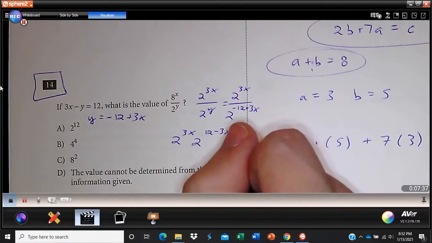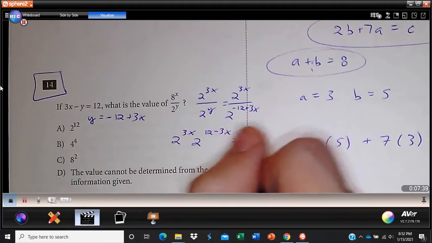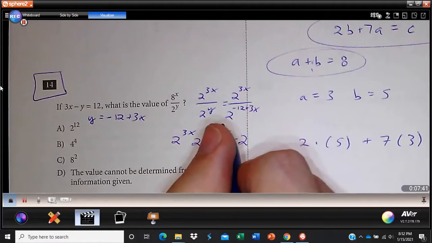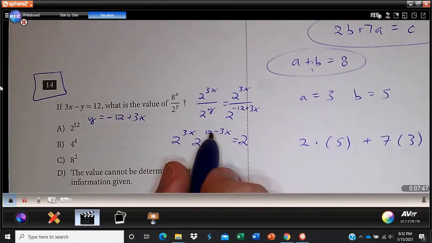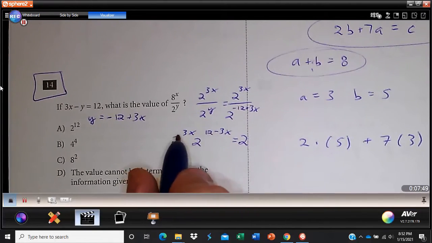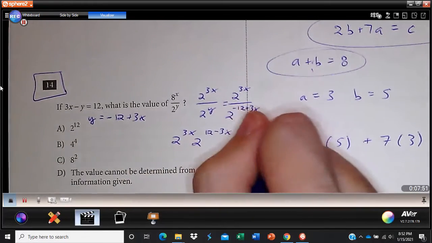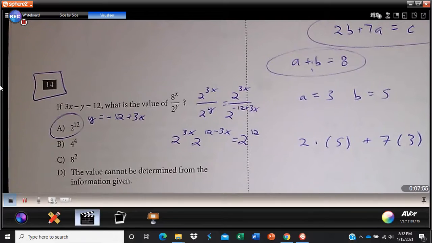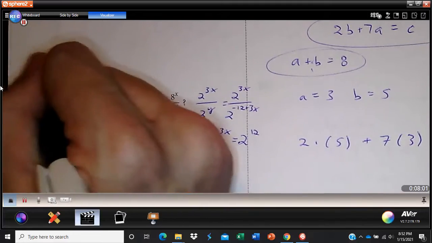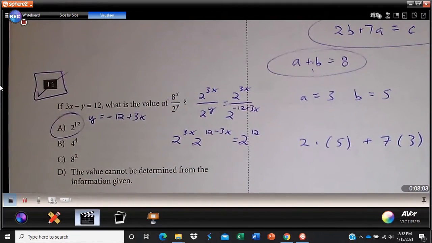And then I have to kind of jangle my memory a little bit and remember how exponents work, but they'll add together. So 3x minus 3x, that's going to go away, so I get 2 to the 12. And that looks like answer choice A. I mean, odds are that's what it is, because that's exactly what I got, so I'm pretty happy with that. Okay.